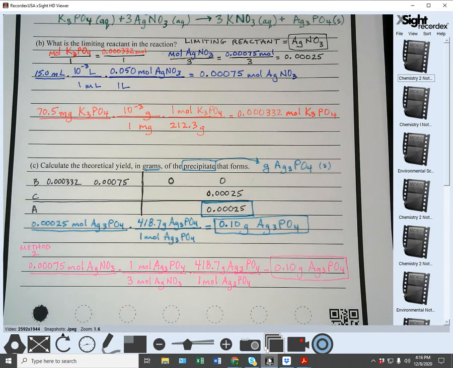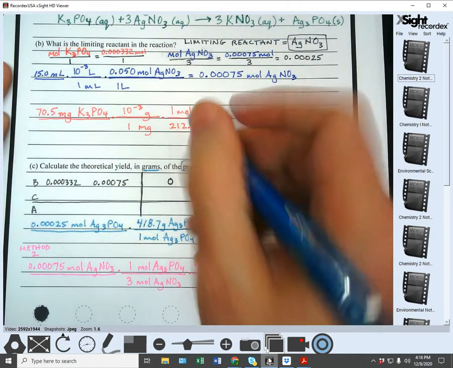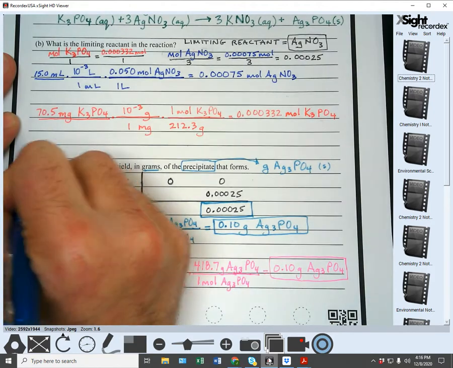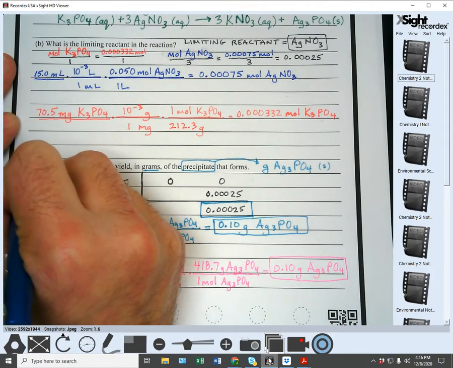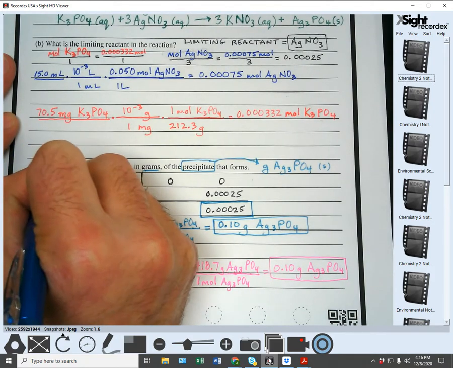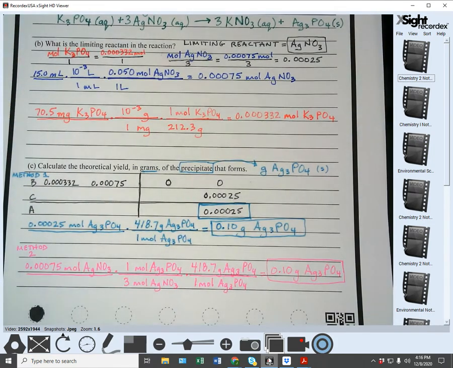The method one way, like this, or the method two way, doesn't really matter which way you do it. Whichever way makes more sense to you, do it that way.